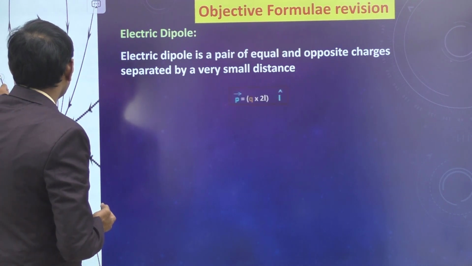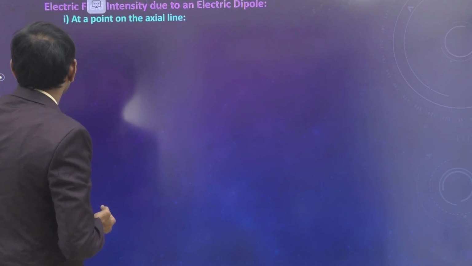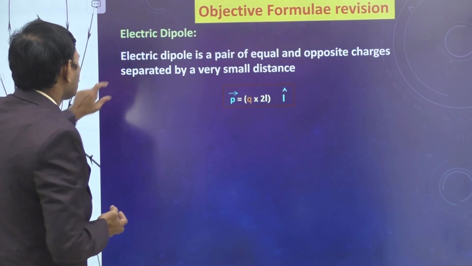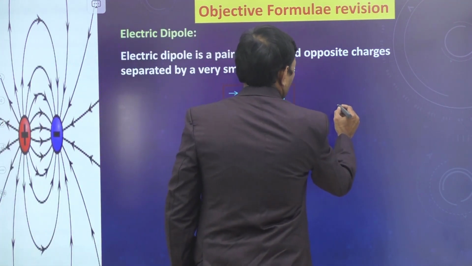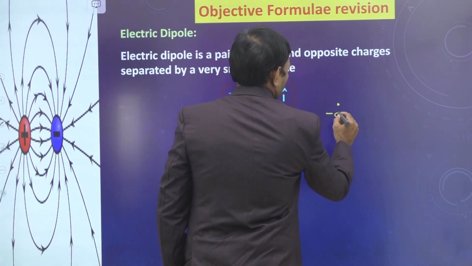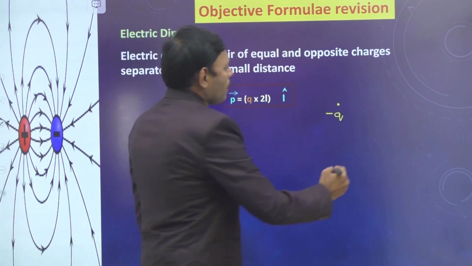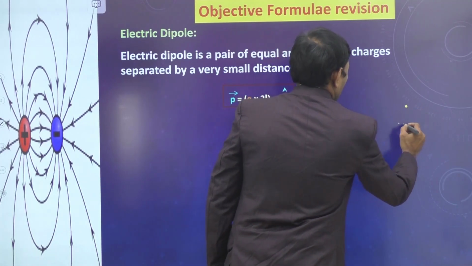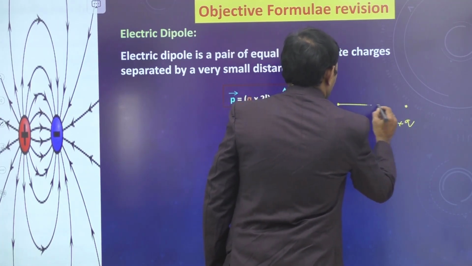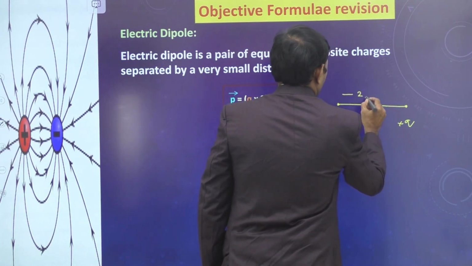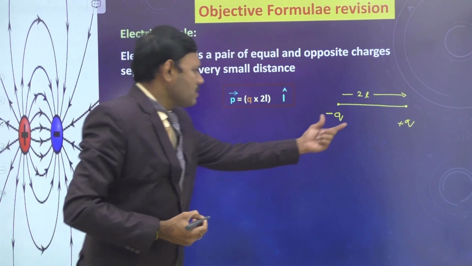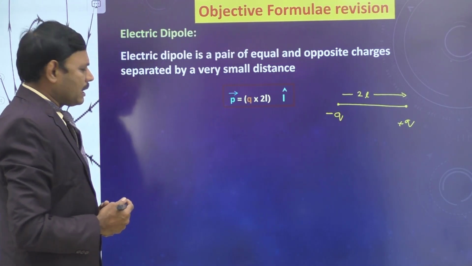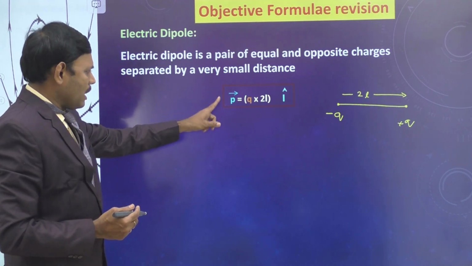Here, let us look into it. So here you have a dipole. Electric dipole means we have two equal unlike charges. Let minus q be the charge at one point, and we have another charge plus q. These two are separated by some distance 2L. 2L is the distance of separation. This constitutes a dipole. Then the first very important parameter is dipole moment.